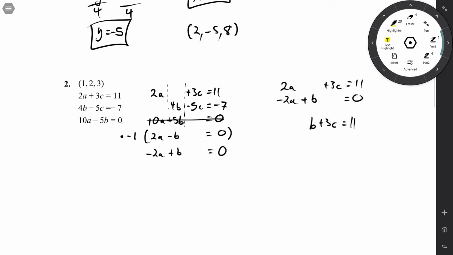Now we have two equations. I'll rewrite this next one here, 4b minus 5c. That equals negative 7. I'm pulling this equation from right here.